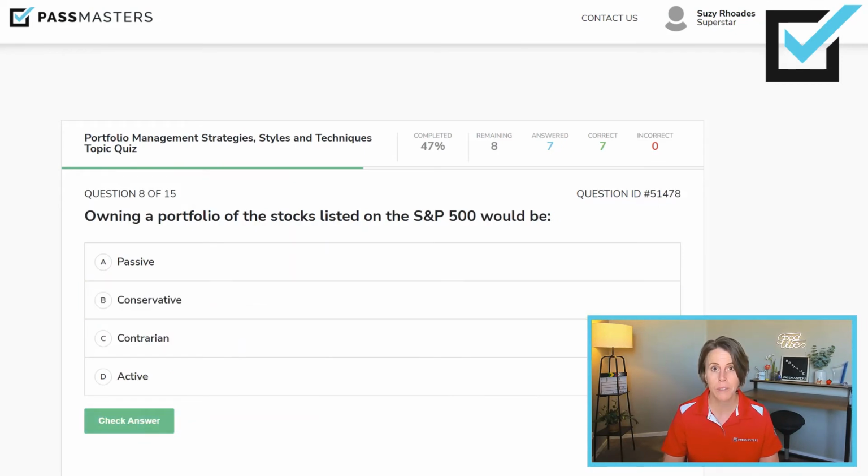Owning a portfolio of stocks listed on the S&P 500 would be passive, conservative, contrarian, or active. So you're in stock, so it's not conservative, but you're only going to buy what is in the S&P 500. So that is passive.